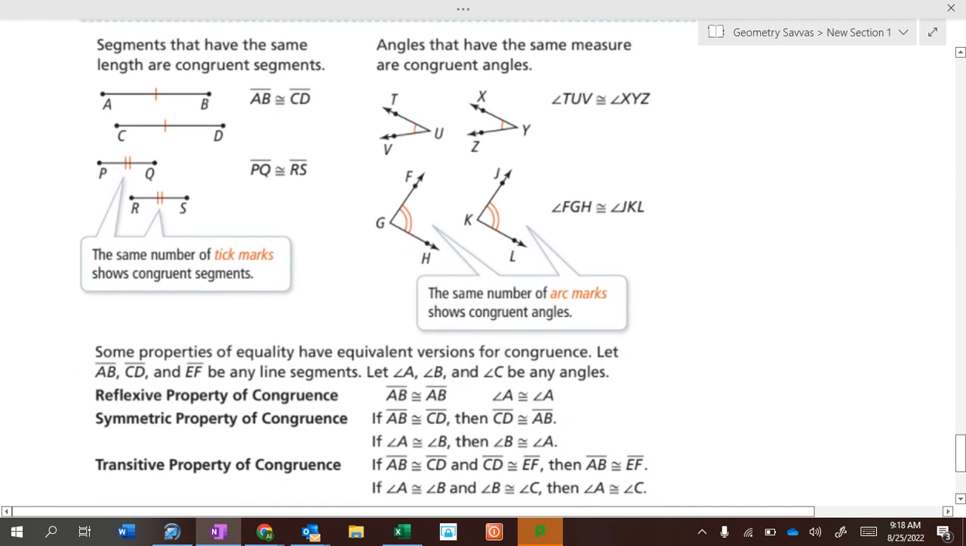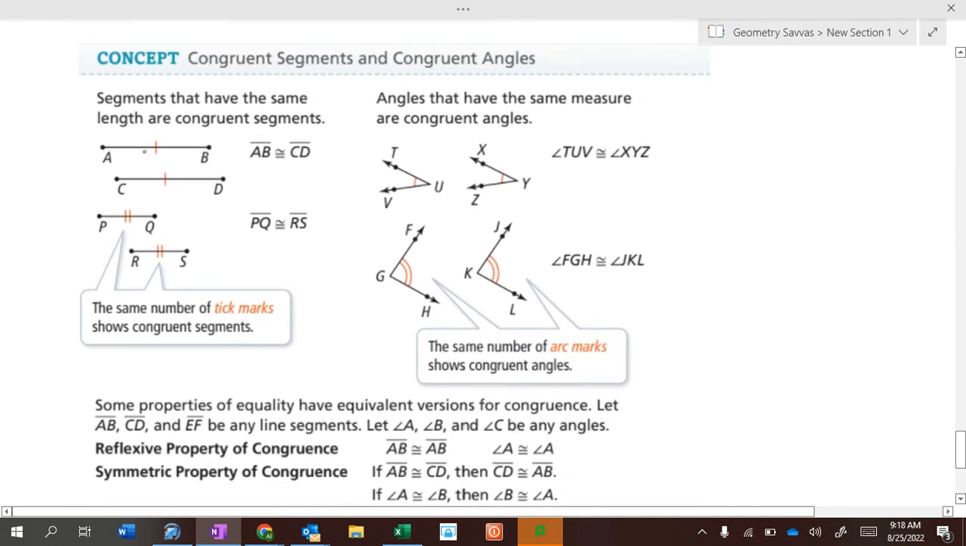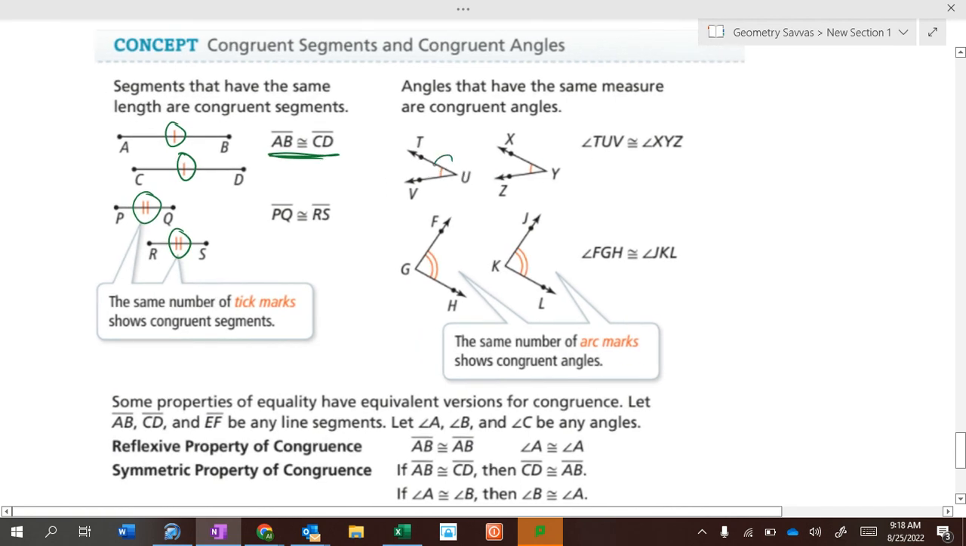Okay. Marks in geometry. If two line segments have the same mark, they're said to be congruent to each other. What's another word for congruent, do you think? Equal. They're equal. They're the same. So if there are two tick marks, those are equal to each other. If there's one arc mark, these two are equal to each other or congruent to each other. If there are two arc marks, then these are congruent.